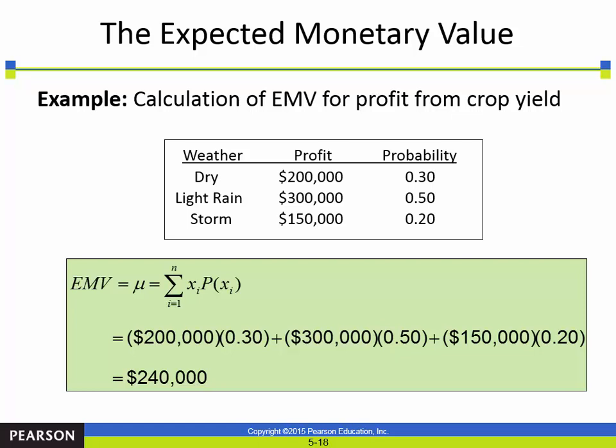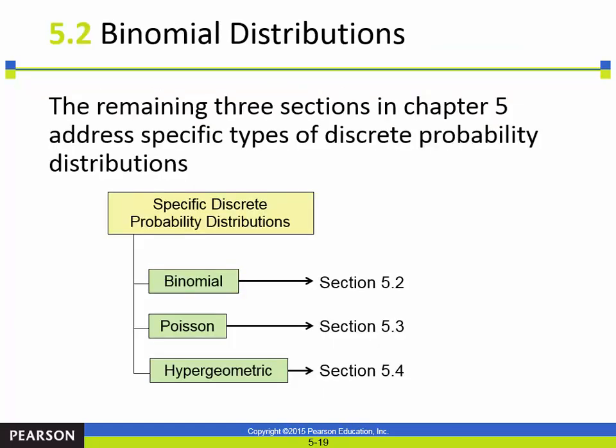So here they give you an example, calculation of the EMV, or expected monetary value for profit from crop yield. So all we do, remember, it's like the weighted average. We multiply 200,000 by 0.3, 300,000 by 0.5, 150,000 by 0.2. We add all those up, gives us 240,000. That's our mean, or our expected monetary value.